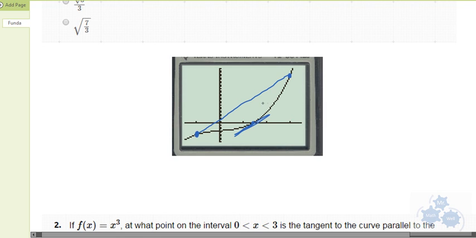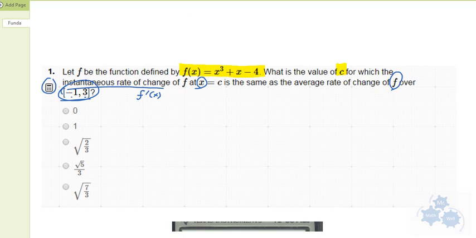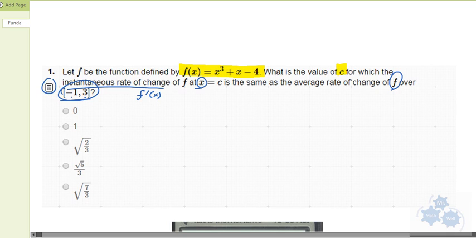And so we're going to, first of all, find the slope of the line from this beginning point to this end point over here in the interval. And then we're going to find the derivative and let the derivative equal that slope. Solve for x. So then find the x value that gives us that slope. So you would tackle the question like this. Let's first of all find this average rate of change for f. And so we're going to go f of 3 minus f of negative 1 all over 3 minus negative 1.